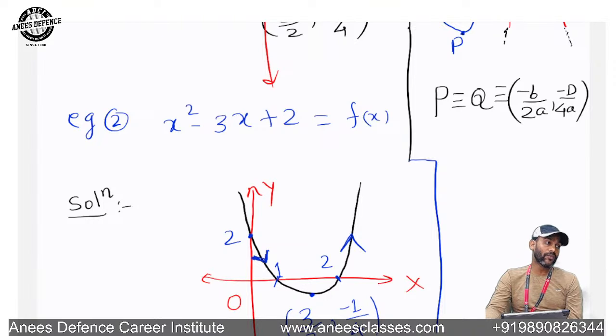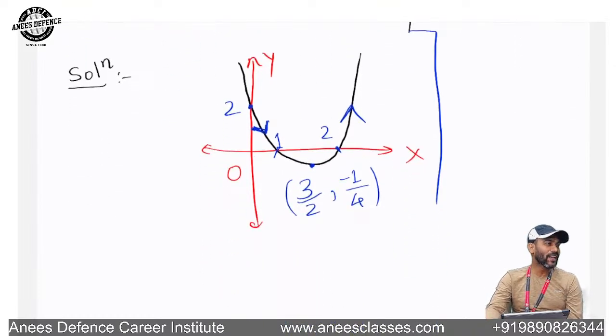What is the minimum value of this particular function? Minus 1 by 4. Value means the value of the function, that is y, the y coordinate. At what value of x are we getting the minimum value? X is equal to 3 by 2, and the minimum value is minus 1 by 4. What is the maximum value? Infinity.